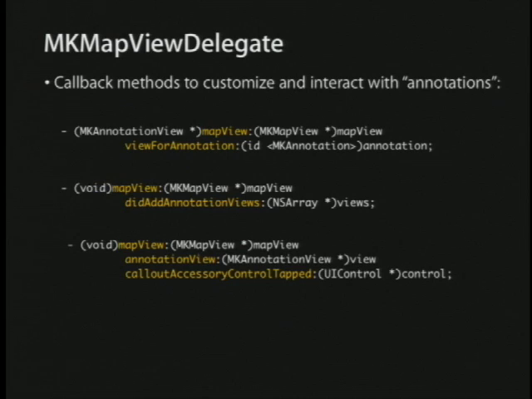The second method here is the did add annotation views. So when a map adds a few annotation views, it'll call you and tell you that there are new ones that it just plotted, and it returns the array of views that it added since it last reported to you. So, why am I bringing this up is that this is interesting for you for Paparazzi 3. You may choose to override the view for annotation and return a custom MK annotation view. And if you do that, that's fine.